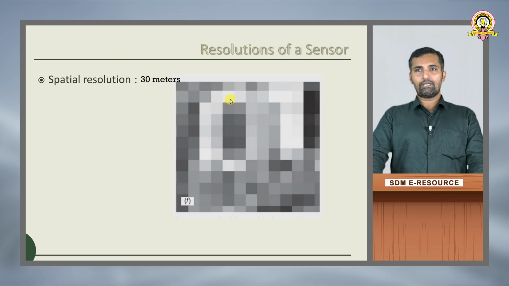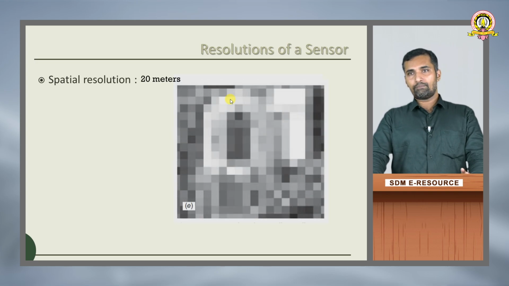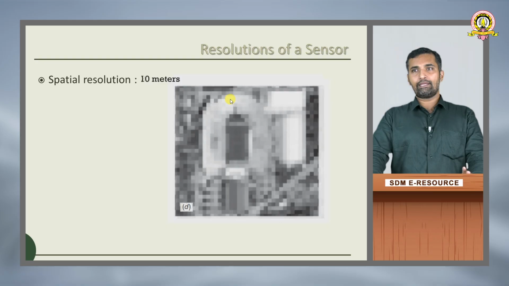Now I will improve the resolution. I have another image with higher resolution. Look at this. The resolution of this image is 20 meters. You can see the picture a little better. Then I have one more image of the same area. The resolution of this image is 10 meters. That means the pixel size is 10 by 10. You can see the picture even better.